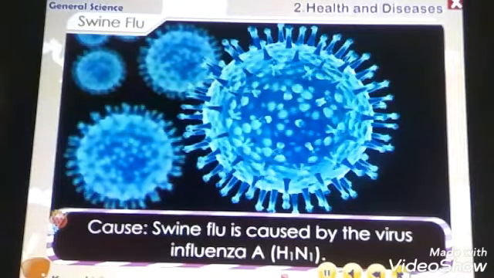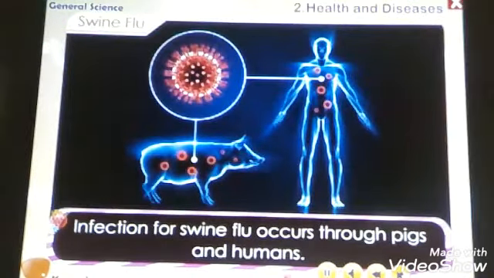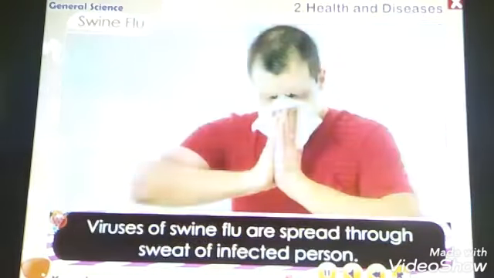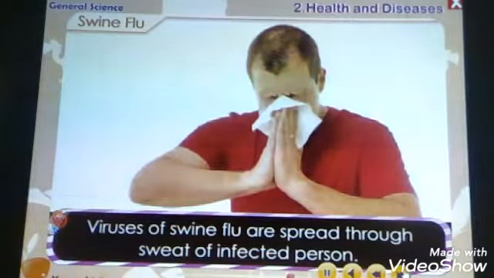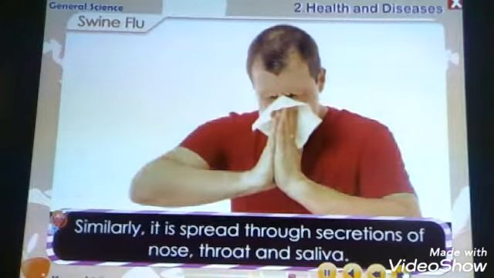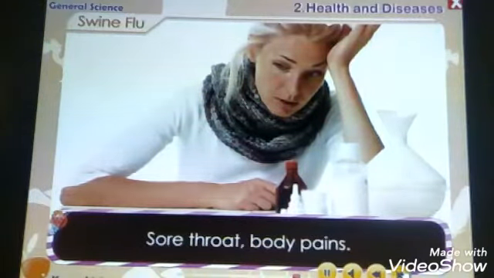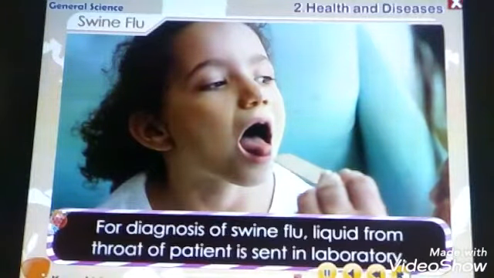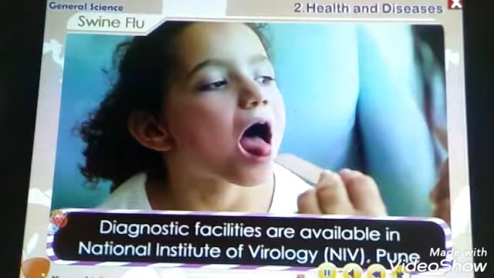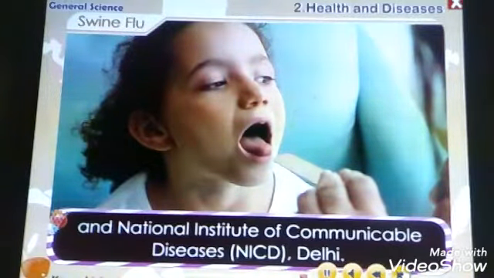Swine flu. Cause: swine flu is caused by the virus influenza A H1N1. Infection occurs between pigs and humans. The virus is spread through sweat of an infected person, and similarly through the secretion of nose, throat and saliva. Symptoms: difficulty in breathing, sore throat, body pain. Diagnosis: liquid from the throat of the patient is sent to laboratories. Diagnosis facilities are available at the National Institute of Virology, Pune, and the National Institute of Communicable Diseases (NICD) in Delhi.